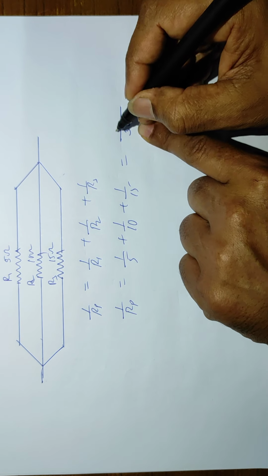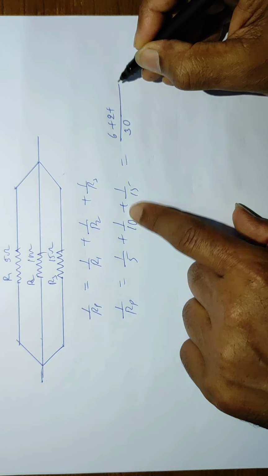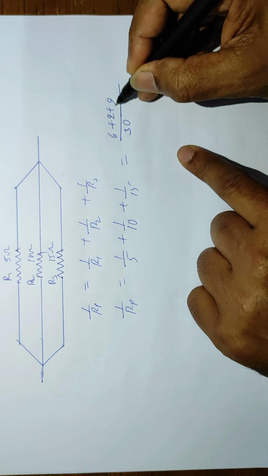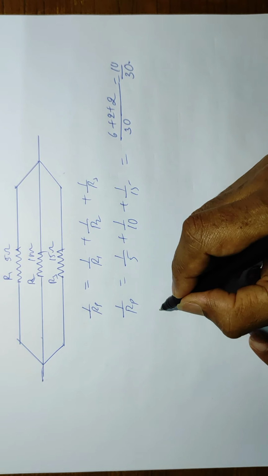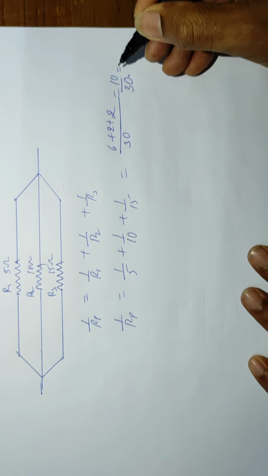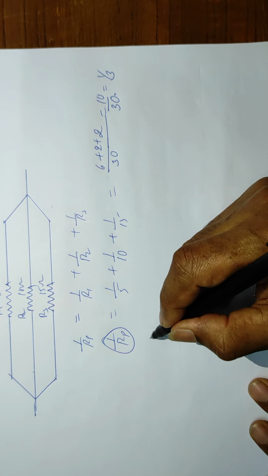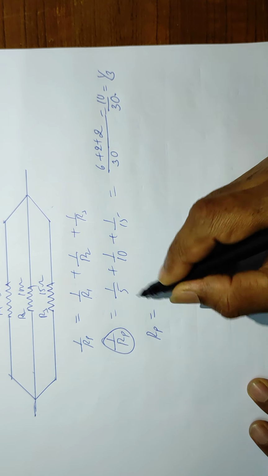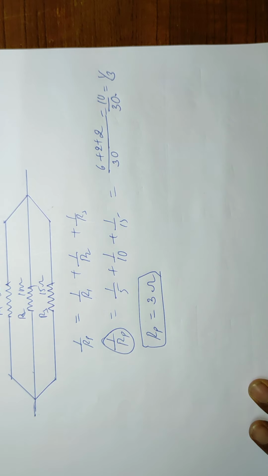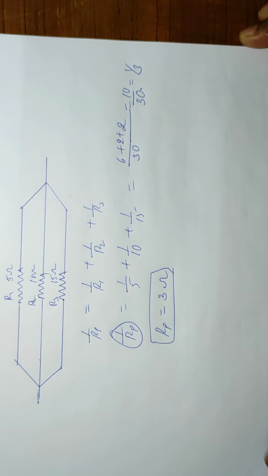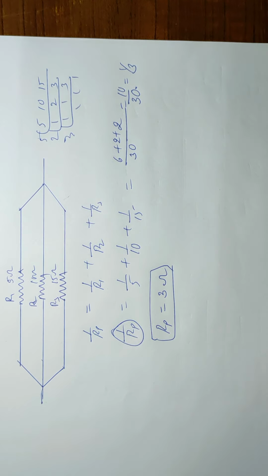5 6s are 30, 10 2s are 20 ... 1 by 5 is 6 by 30, 1 by 10 is 3 by 30, 1 by 15 is 2 by 30. That is 10 by 30. So that is equal to 1 by 3. So we have to take the reciprocal once again. Rp is equal to 3 ohm. So the equivalent resistance of the combination is 3 ohm.